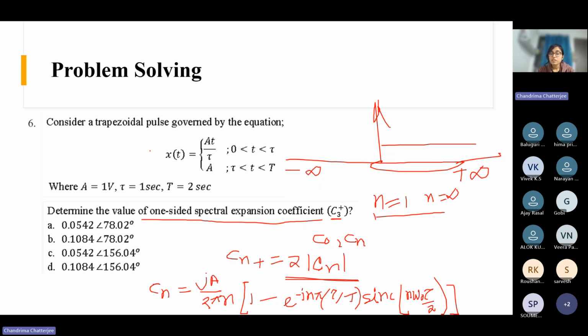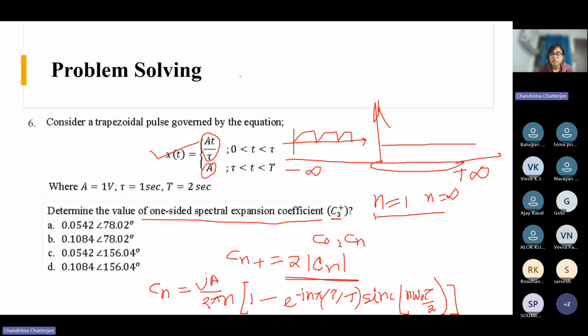Why is this so? Because we have the same waveform. If the waveform were different, then obviously the expression would also change. This is only for the trapezoidal waveform that we saw. If we have some other waveform with a different shape, then the expressions will change.